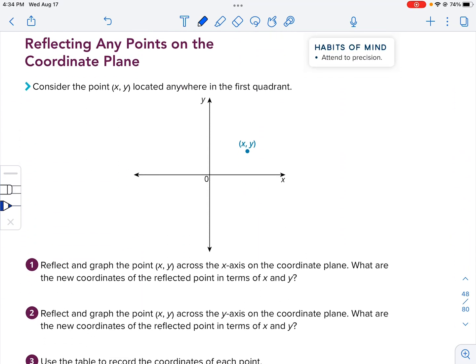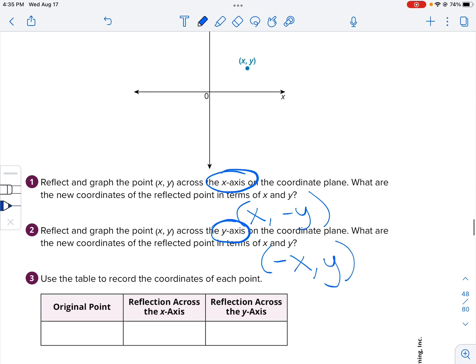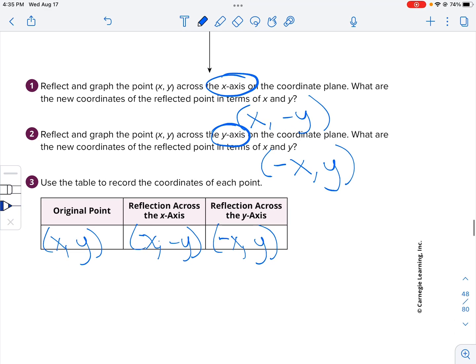So, we just talked about it. We talked about the fact that if something goes over the x-axis, the x's stay the same, the y's do the opposite. If it goes over the y-axis, the x's have the opposite and the y's stay the same. So, again, if I have xy, the x stays the same, the y is opposite, the x is opposite, and the y stays the same.